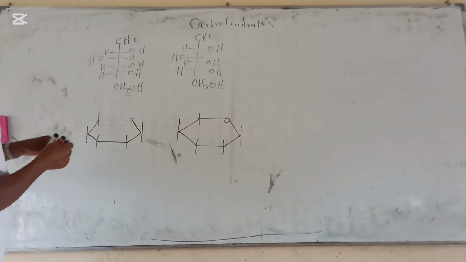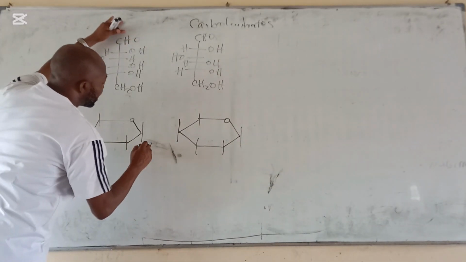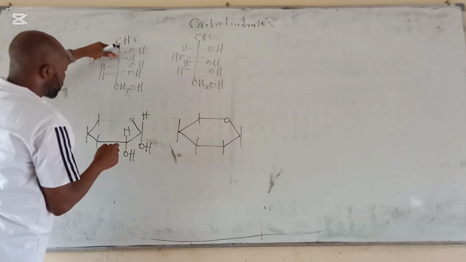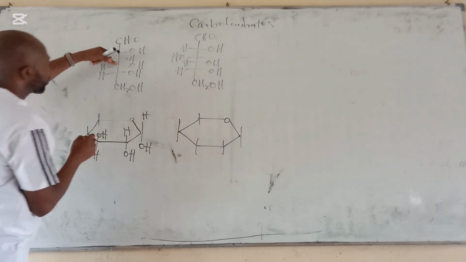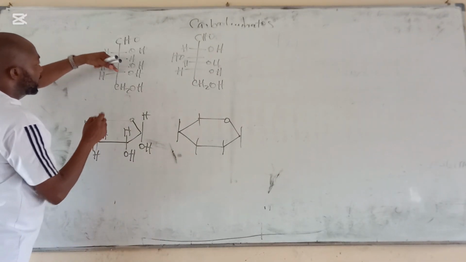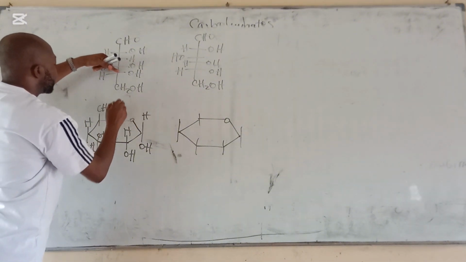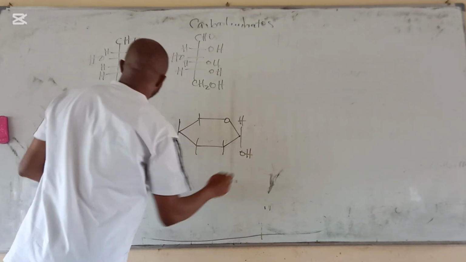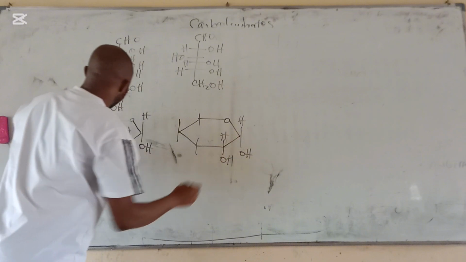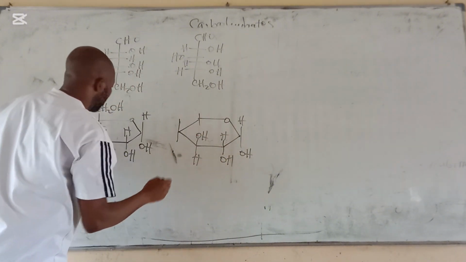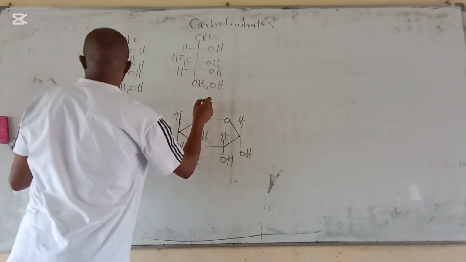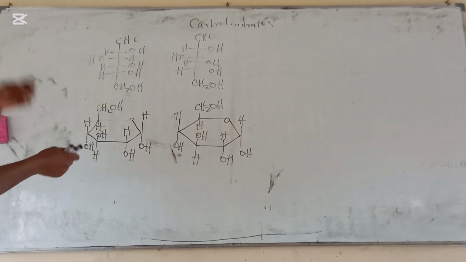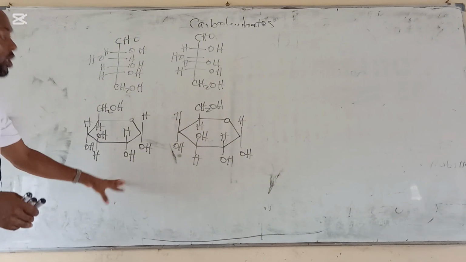Now, if they are both alpha, the OH this side will be at the downside, hydrogen will be up. Then the next one is also down, hydrogen is up. The third one, hydrogen is down, OH is up. The fourth one, OH is down, hydrogen is up. And the fifth, give me my CH2OH and hydrogen. So the same thing plays here. So I just have to copy this one here. Hydrogen, OH, OH, hydrogen, OH, hydrogen, OH, hydrogen, and CH2OH and hydrogen. Now, these two want to bond. This is alpha D glucopyranose, alpha D glucopyranose.